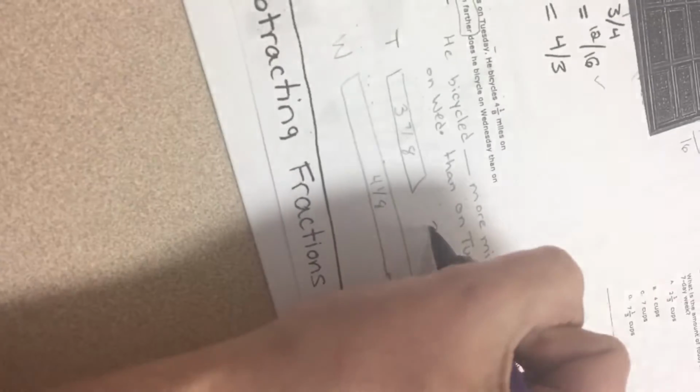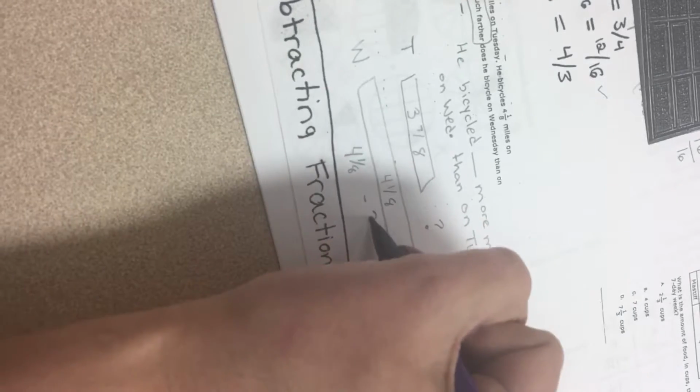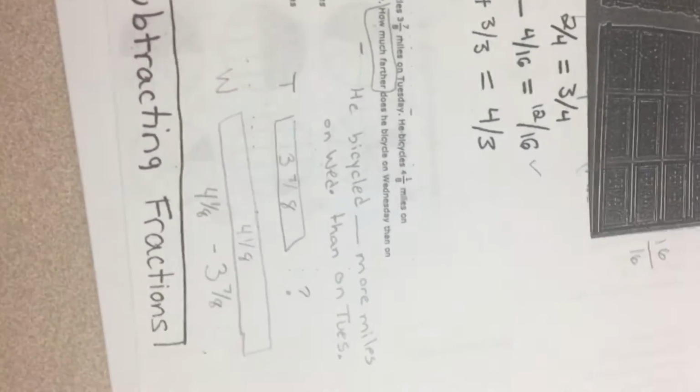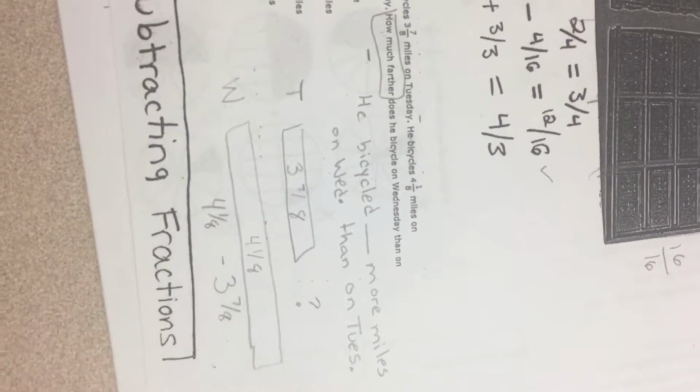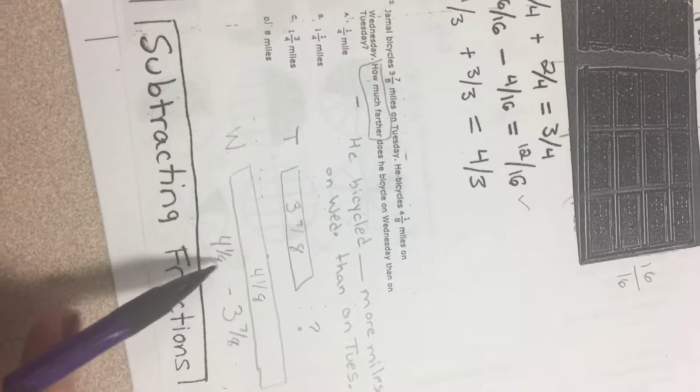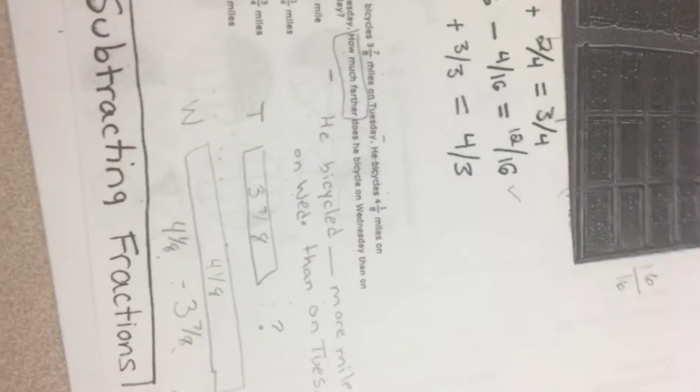And we're looking for this missing portion. So we're going to say 4 1/8 minus 3 7/8. Now when I'm subtracting fractions, mixed numbers, I'm always going to look at my fractions first. 1/8 minus 7/8 I cannot do.